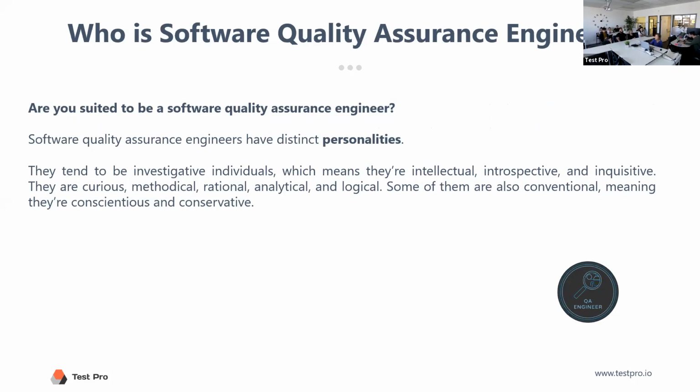So here we want you to ask yourself this question: are you suited to be a software quality assurance engineer? Software quality assurance engineers have distinct personalities. They tend to be investigative individuals, which means they are intellectual, introspective, and inquisitive. They are curious, methodical, rational, analytical, and logical. Some of them are also conventional, meaning they are conscientious and conservative.